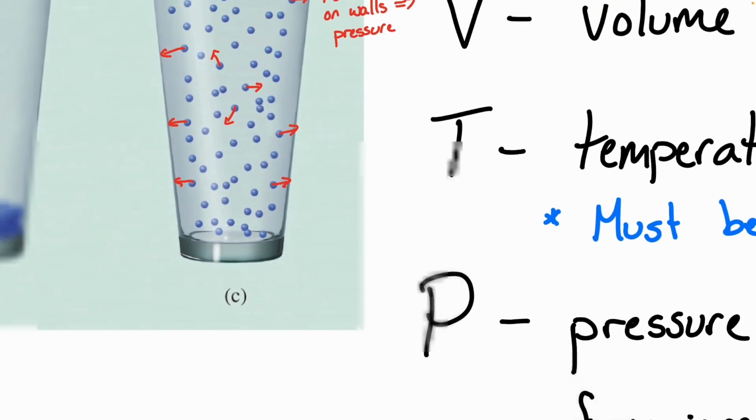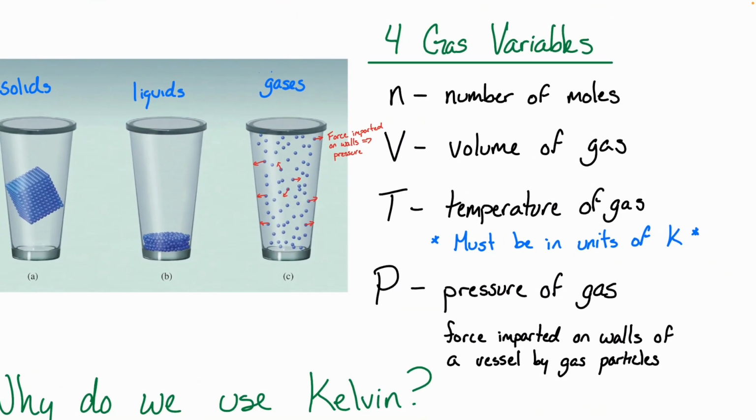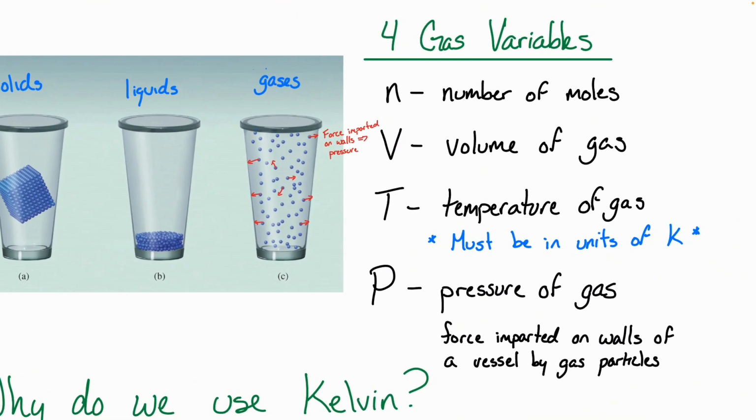All right? So these four variables here, the number of moles of a gas, the volume of the gas, the temperature of the gas, and the pressure of a gas, these are all intimately related to one another here. Okay? So before we go on and see how they're related, let's talk a little bit about pressure and specifically about the units of pressure that we use.